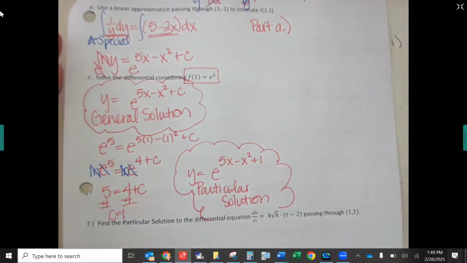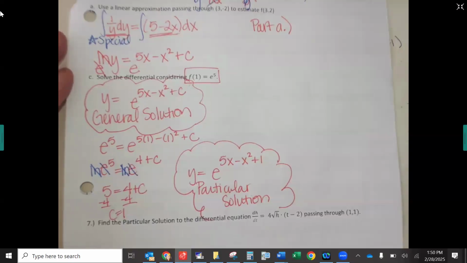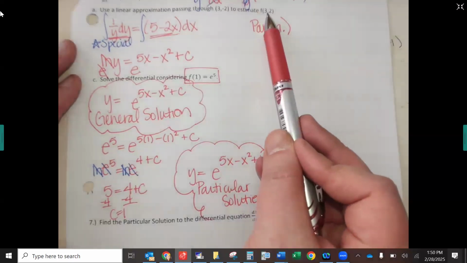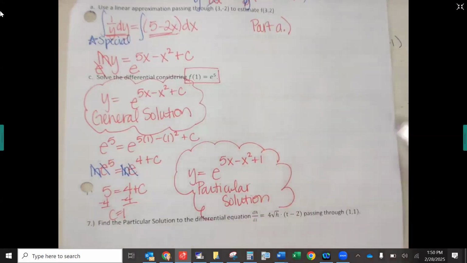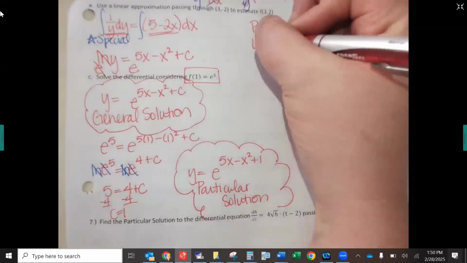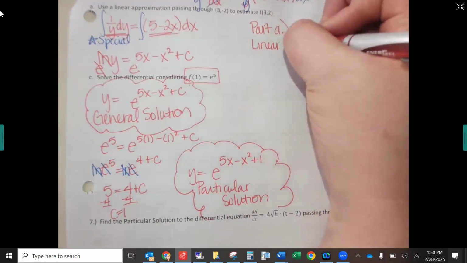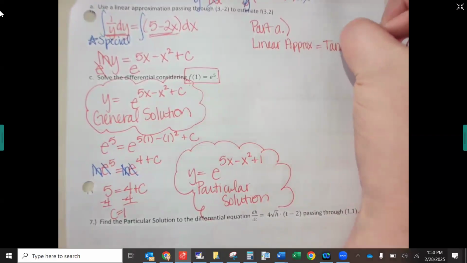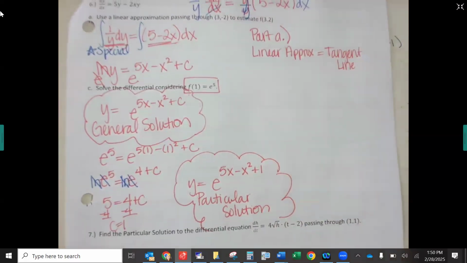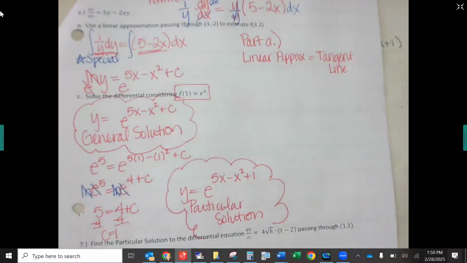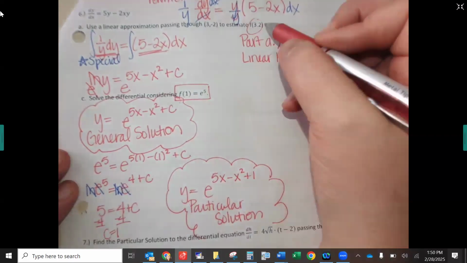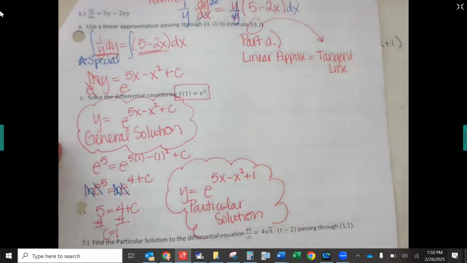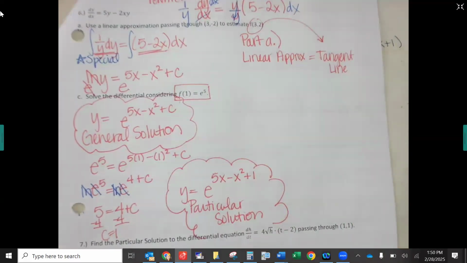You write the equation of a certain line, tangent line, and then what do you do with this number, the decimal? You remember you just plug it in as the x. Very good. So I'm going to write here, linear approximation means that you're going to write the equation of the tangent line. And then eventually you're going to take that 3.2 and plug it into the tangent line.